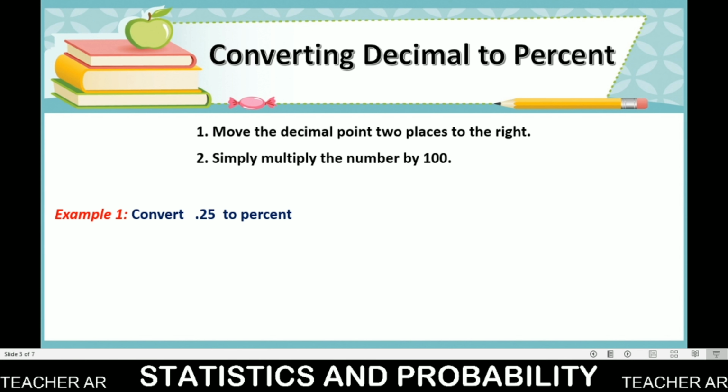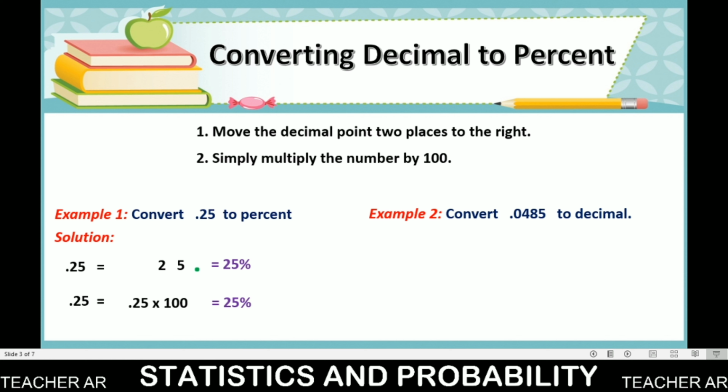So convert 0.25 to percent. Okay, 0.25. As said in the first method, move the decimal point two places to the right. So the decimal point is located before 2. So let's move the decimal point two places to the right. 1, 2. So meaning to say, 0.25 is equivalent to 25%. And the second method, multiply it by 100. 0.25 times 100 is equivalent to 25%.